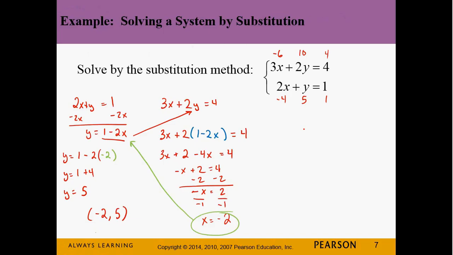Now, if we do this method and we get a solution, that solution is the only solution. Okay? Getting x equals and y equals verifies that there is only one solution.